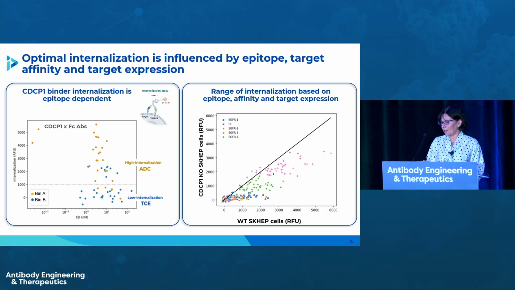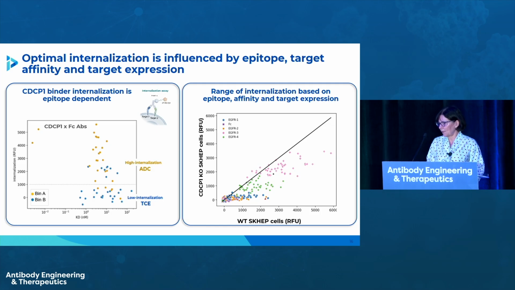And so we took these CDCP1 binder VHHs that showed high internalization, and we paired those with a number of different EGFR binders that corresponded to a range of EGFR binding affinity. Then we applied those in additional internalization assays where we used wild-type SK-HEP1 cells, which express high levels of both EGFR and CDCP1, or cells where we had knocked out CDCP1. That data is shown on the right-hand side there. You can see that the different colored symbols correspond to different EGFR binders that have a different affinity.